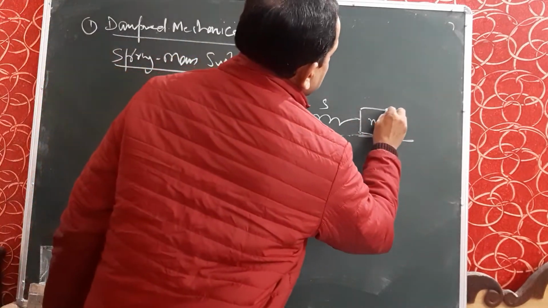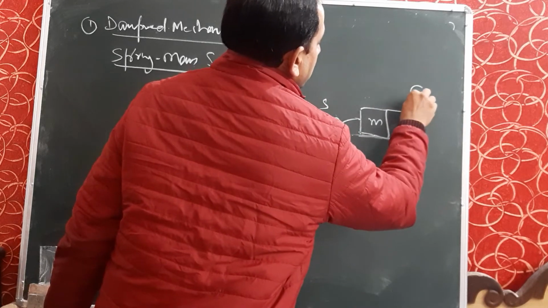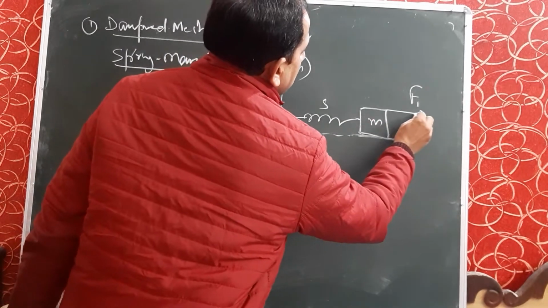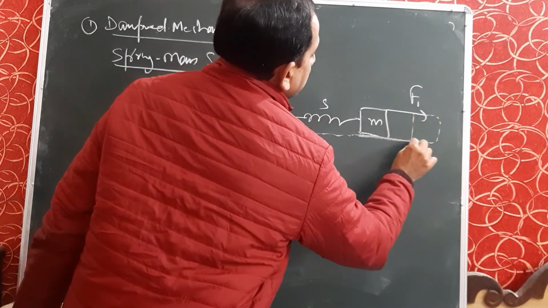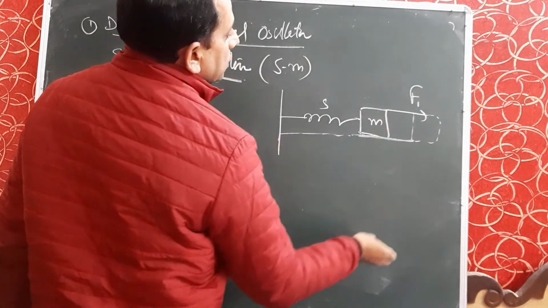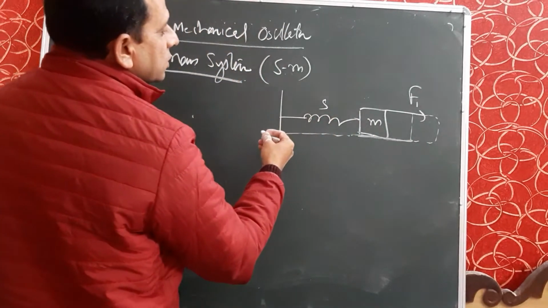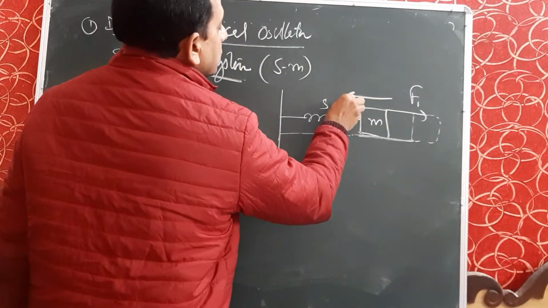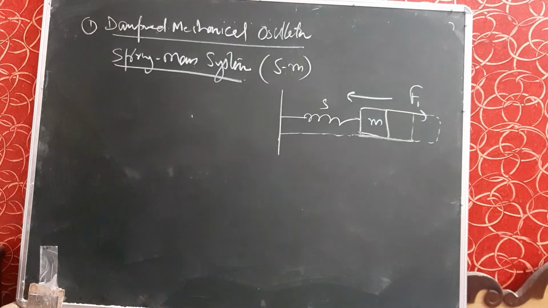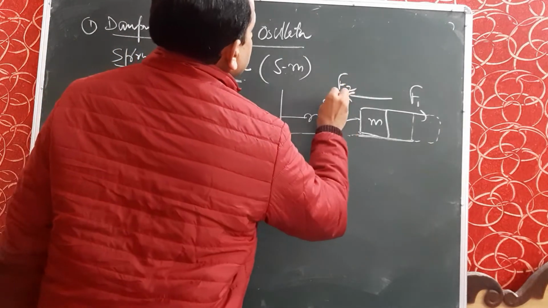When we apply force on this side, this is called applied force, force 1. Then this mass reaches this position on applying the force. But when we release that force, this mass automatically comes back in the reverse direction. That reverse direction force is called the force produced by the spring, or restoring force, the second one.